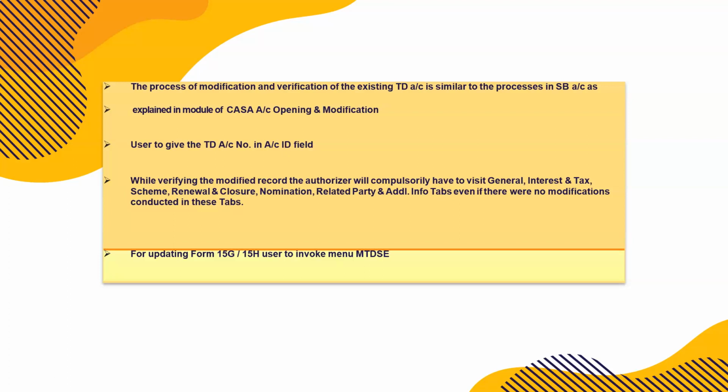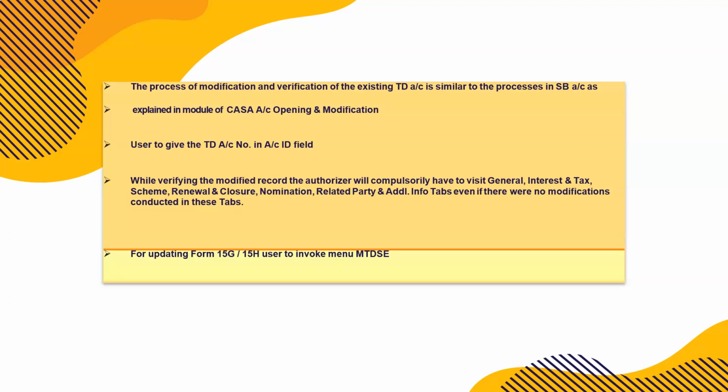So that has been explained in your CASA module. So same is here also, only term deposit TD is suffixed with the command here. While verifying the modified records, the authorizer will compulsorily have to visit the general tab, interest tab, tax and schemes and renewal closure tabs, nominations, related party tabs, and additional info tabs, even if no modification has been done here.